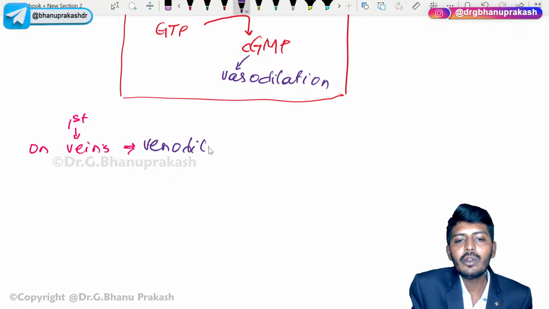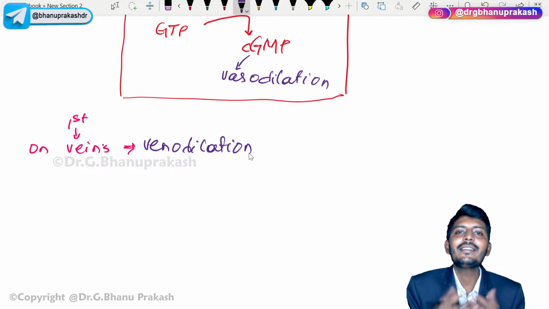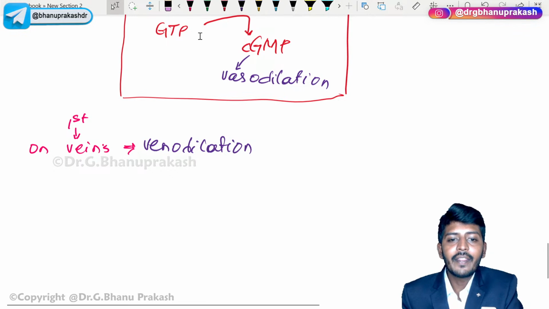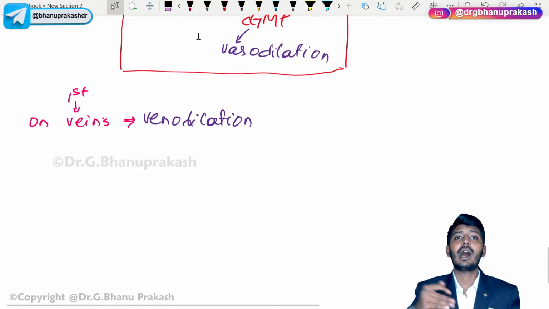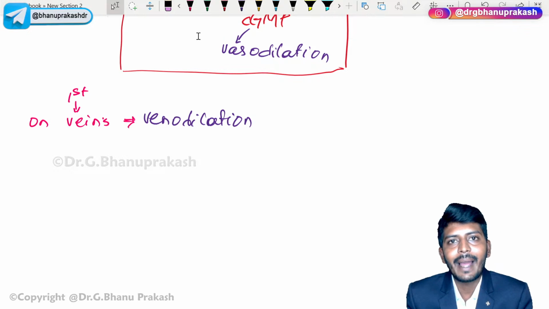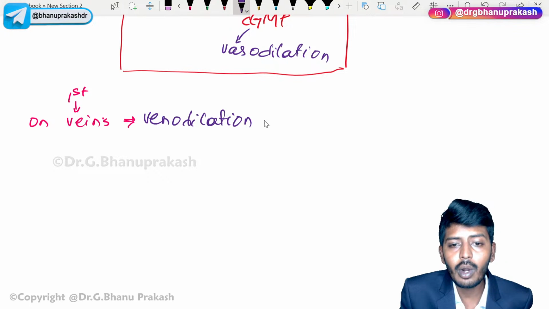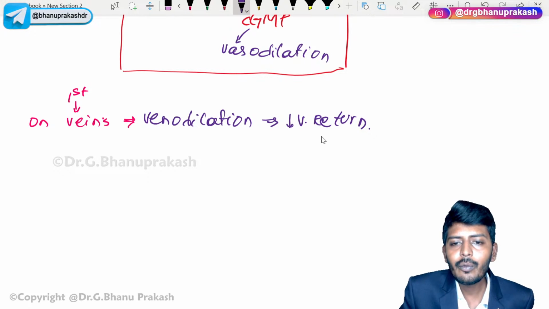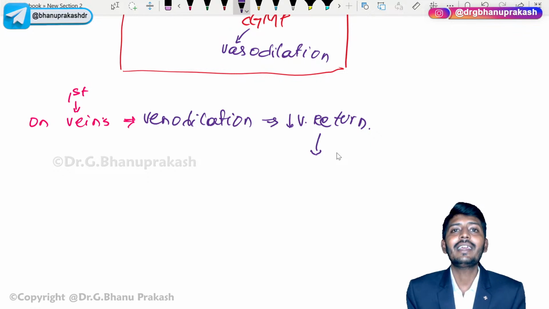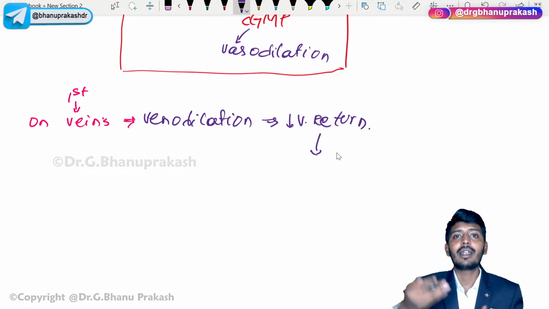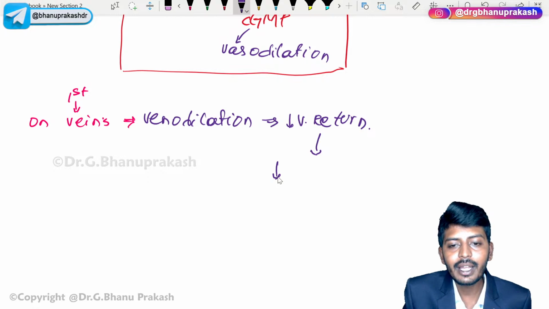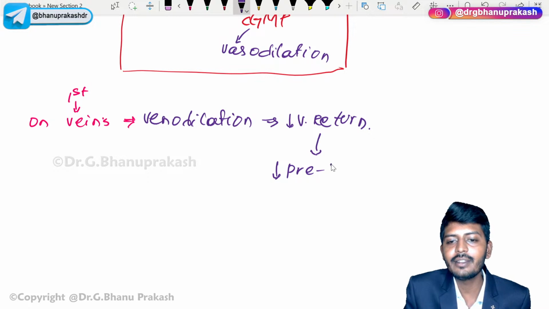So if there is venodilation, the question comes to us, sir, veins are dilated, what is the use for us in angina? Remember, when veins are dilated, the amount of blood coming back to the heart will be reduced. That is a decrease of venous return. If venous return is reduced, what will be the advantage for us? The amount of blood coming back to the heart is reduced, and automatically that will decrease the preload.